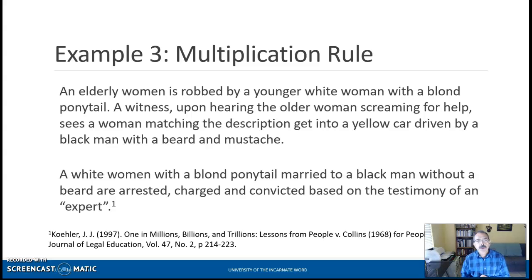A witness, upon hearing the older woman screaming for help, sees a woman matching the description get into a yellow car driven by a black man with a beard and a mustache. So a white woman with a blonde ponytail, married to a black man without a beard, are arrested, charged, and convicted based on the testimony of an expert.